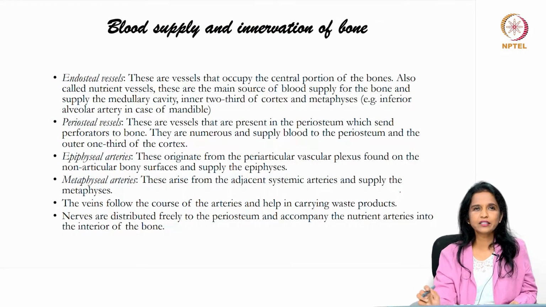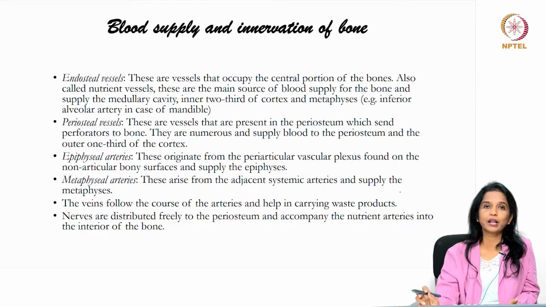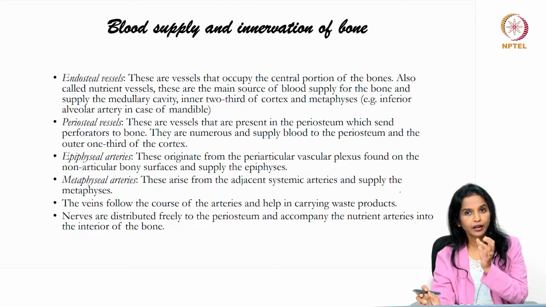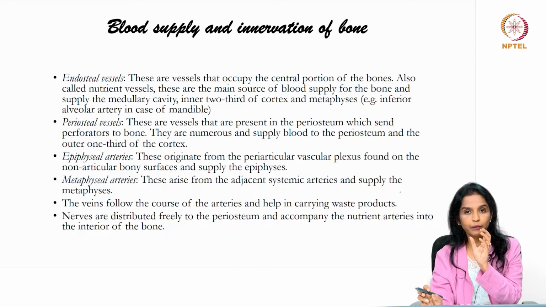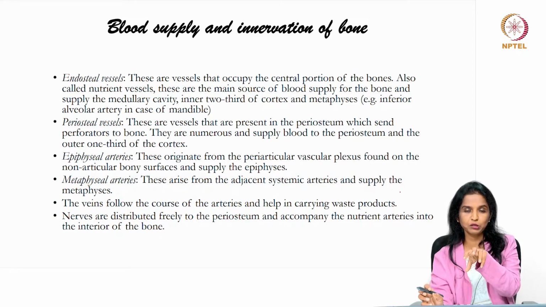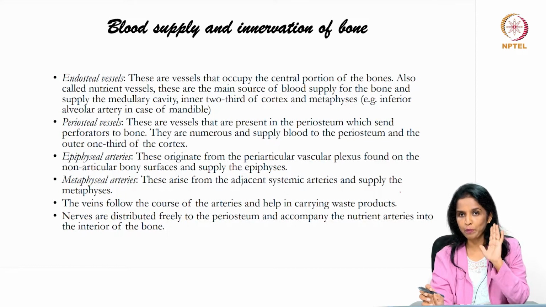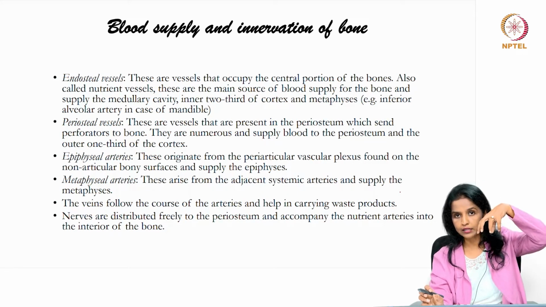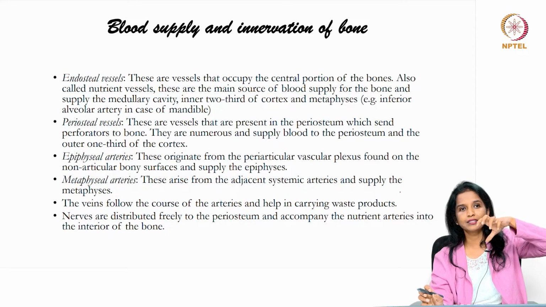And now how are these structures taken care of? So the blood supply is taken care of by the presence of blood vessels at the center, that is your endosteum, or inside. So the blood vessels at the interior aspect are called the endosteum, and those at the periphery are your periosteum. So these are very important. And then we also have epiphyseal arteries. Epiphyseal arteries are the ones present at the articular or the non-articular surface of the bone, or at the ends, the terminal ones.